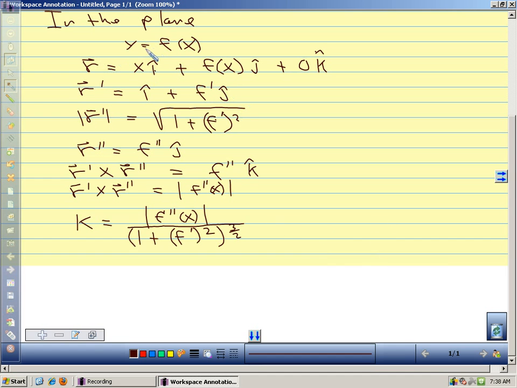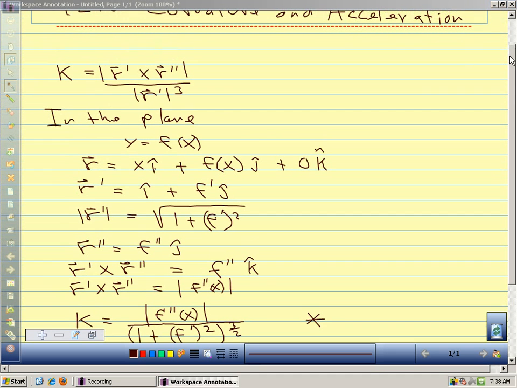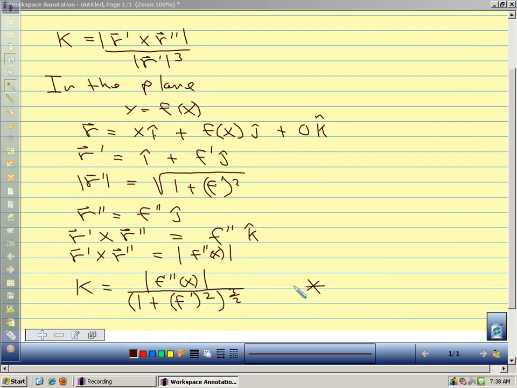So in the plane, if you have just a function of x and y, or just a two-dimensional vector, this is going to be the formula that you want to calculate curvature with, because our cross product simplifies and our length simplifies to this. So this makes your life a lot simpler in the plane. Any questions on that? If you didn't remember this, you could go through and calculate this using the vector-valued function, and so come up with a curvature. You just end up going through the steps of finding this rather than just going to it directly.